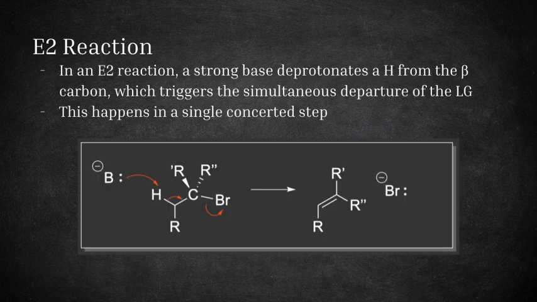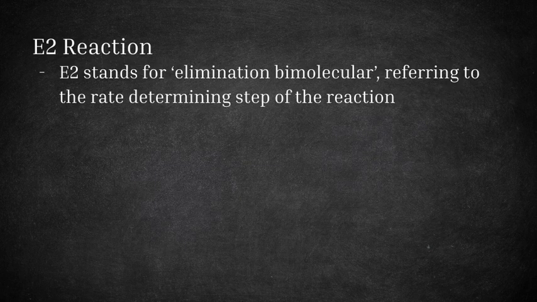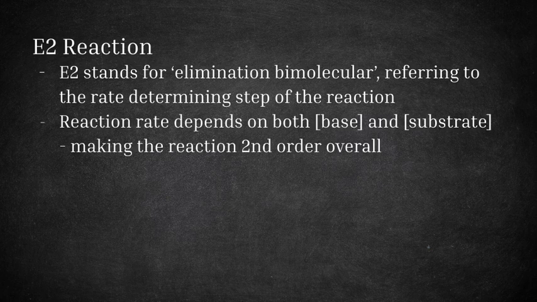In an E2 reaction, a strong base, such as an alkoxide or hydroxide, deprotonates a hydrogen from the beta carbon, which triggers the simultaneous departure of the leaving group. This process occurs in a single concerted step where bond breaking and bond formation happen simultaneously. Below is the arrow pushing diagram illustrating the mechanism. The name E2 stands for elimination bimolecular, referring to the rate determining step of the reaction. This means that the reaction rate depends on the concentrations of both the base and the substrate, making it a second-order reaction overall.